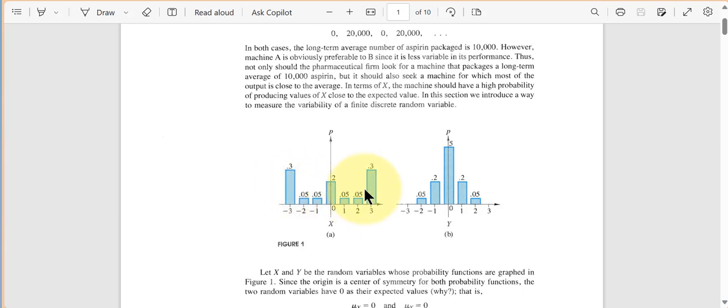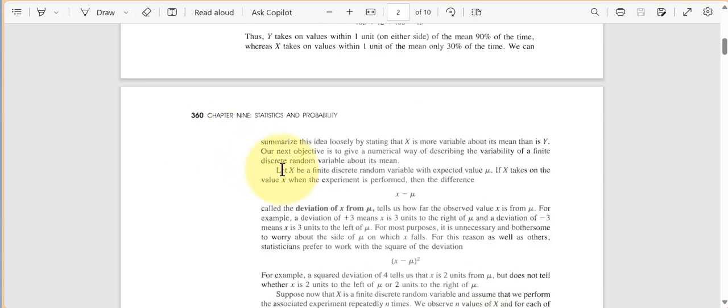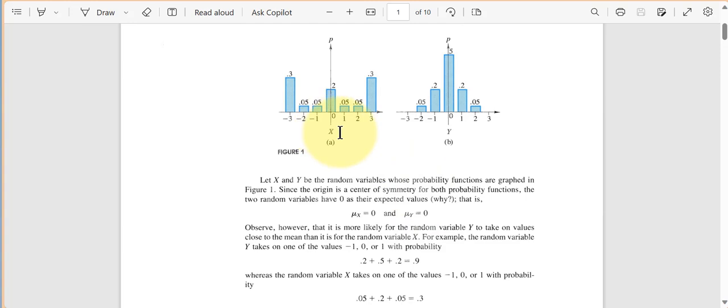And that gives us the concept of the standard deviation of x and the standard deviation of y. And this one is more spread out, so we will say that x has a larger standard deviation than y does. So where does that come from? So we're going to consider x minus mu. Remember, mu is the center, so in this case, mu is 0, but generally it doesn't have to be 0.